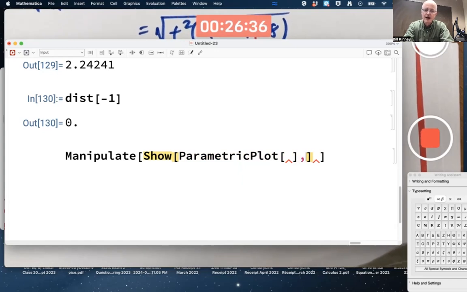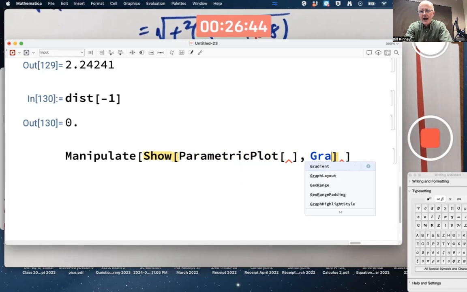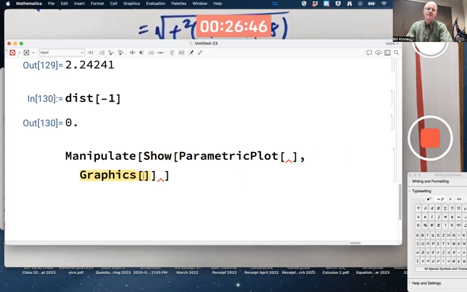So there's ParametricPlot. By the way, the little red carets are saying, hey, I want more input there, but I'm leaving that input for later. Graphics will make the arrows. Generally speaking, it's best to build this up piece by piece and maybe try the ParametricPlot first, make sure that's working before you add the graphics with Show.